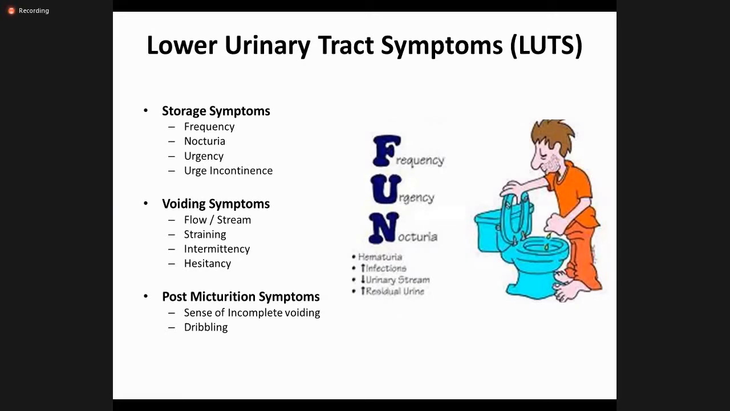Now coming to the second point, if the patient is complaining of urinary symptoms, the lower urinary tract symptoms are divided into three groups. Storage symptoms include frequency, nocturia, urgency, and urgent incontinence. Voiding symptoms include flow or stream, straining, intermittency, and hesitancy. Post-micturition symptoms include a sense of incomplete voiding and dribbling. Now we will further elaborate on frequency, nocturia, urgency, urgent incontinence, and the voiding symptoms.